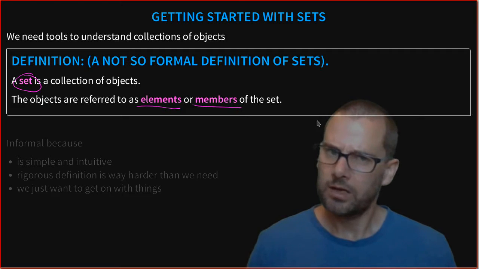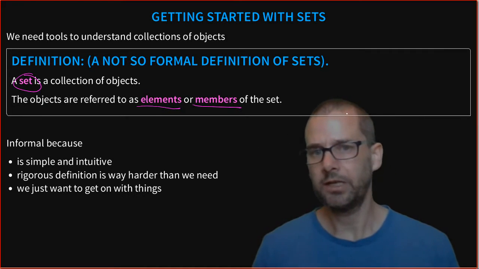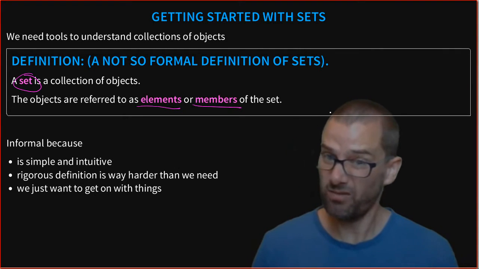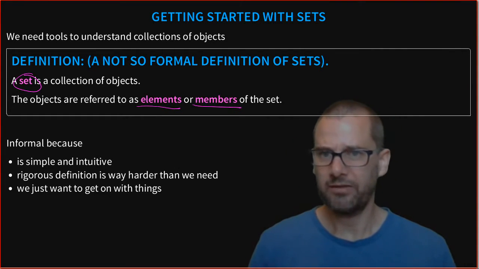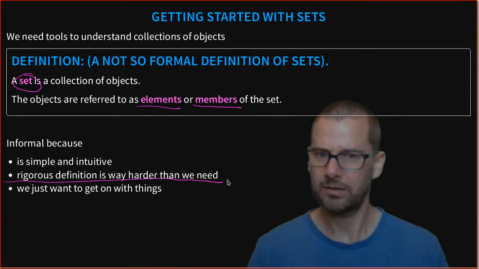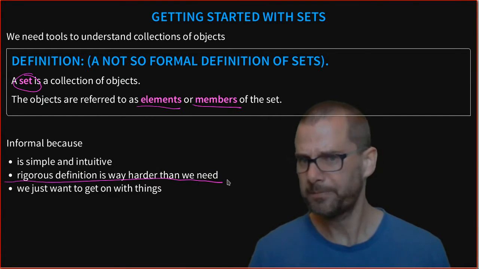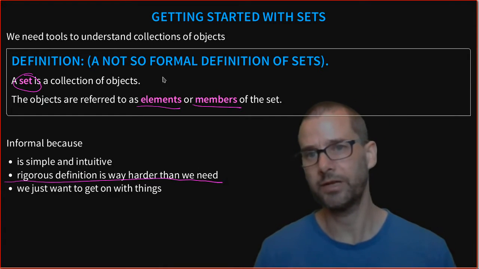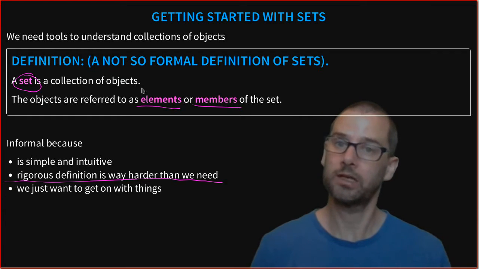Now, we give a very informal definition here because we just want something simple and intuitive so that we can get on with things. But it also turns out that giving a rigorous definition is actually way harder than what we need. Okay? So a rigorous definition of what a set actually is turns out to be a very difficult thing. So let's just go with this very informal definition here, namely a set is a collection of objects.